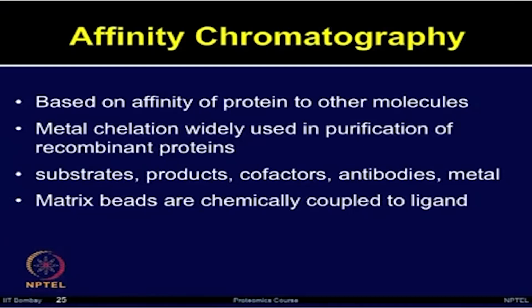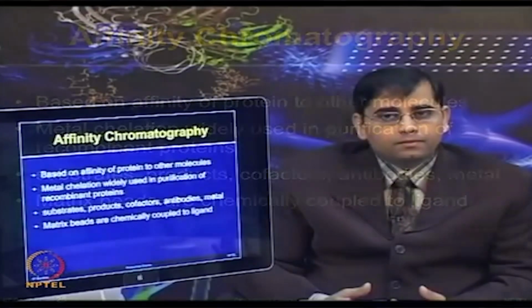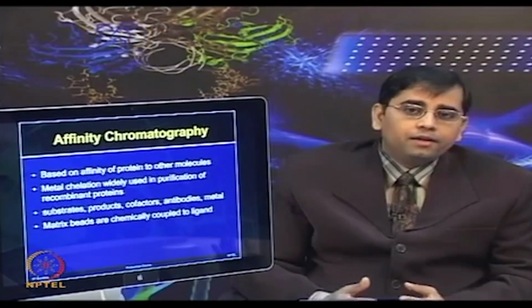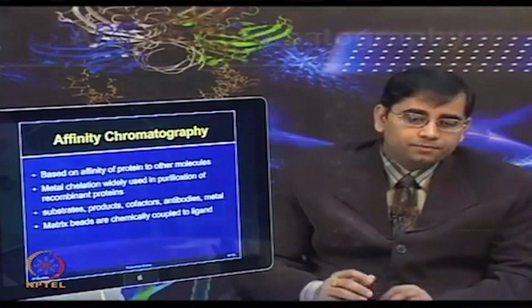So, affinity chromatography is based on the affinity of proteins to their ligands or other molecules. Metal chelation is widely used in the purification of recombinant proteins. Various substrates, products, cofactors, antibodies or metals can show affinity for a given protein, and this is used as a strategy to purify the proteins based on their affinity.